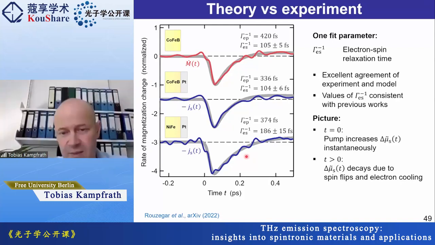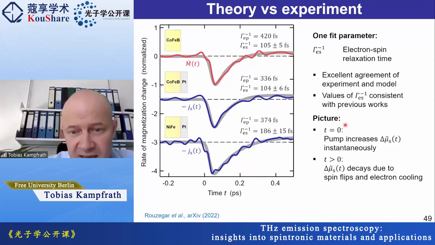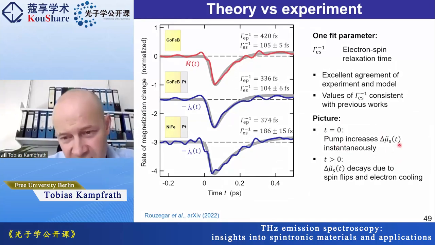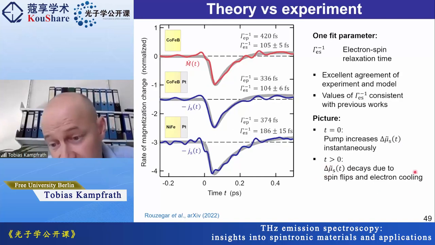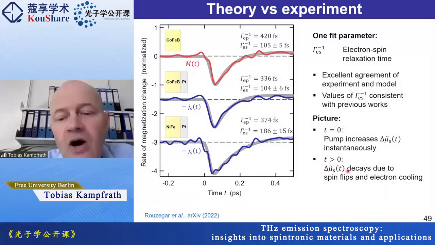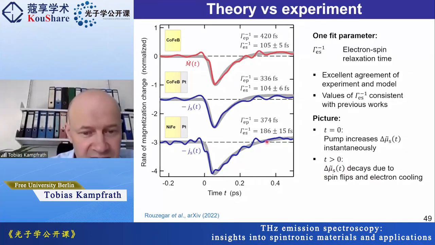This good agreement between experiment and theory indicates that we have captured the basic physics that is going on here. And the picture that we obtain is as follows. At time zero, the sample is excited with the femtosecond laser pulse, and we then instantaneously increase the spin voltage. And once we have a spin voltage, the sample wants to get rid of spins. It wants to get rid of magnetization. In the course of this, spin flips happen, and they will reduce the spin voltage. But at the same time, the electrons also cool down, and this will also lead to a reduction of the spin voltage. And that's why we get this dynamics here, as we can see.